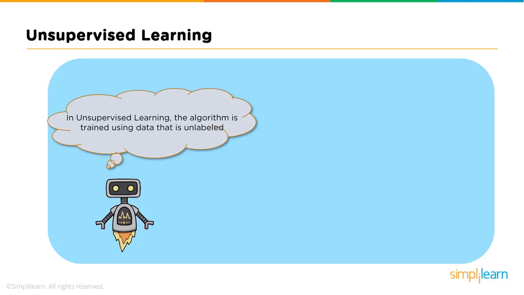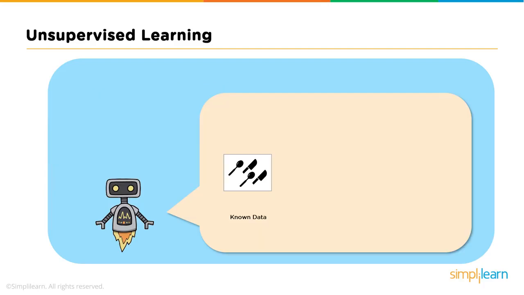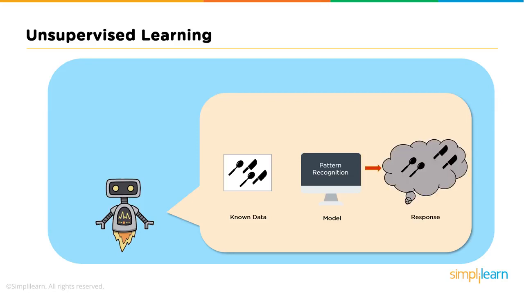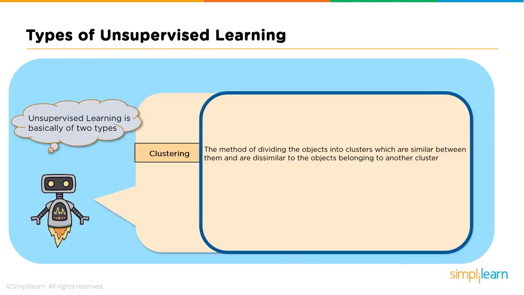Let's take a similar example as before, but this time we do not tell the machine whether it's a spoon or a knife. The machine identifies patterns from the given set and groups them based on their patterns, similarities, etc. Again, unsupervised learning can be further grouped into clustering and association.